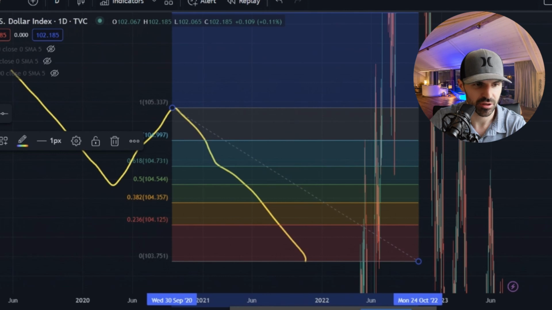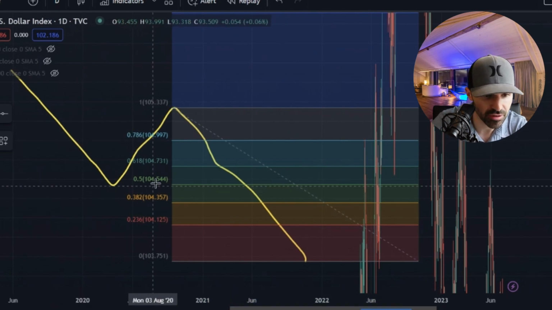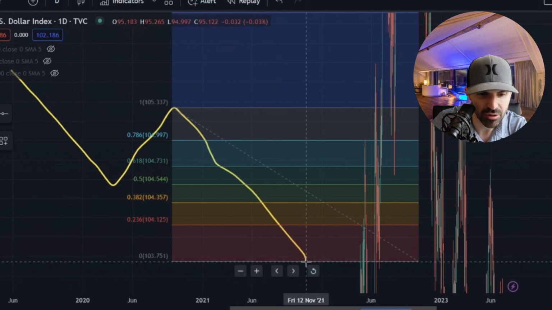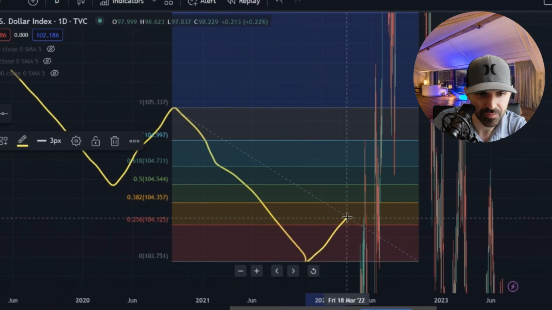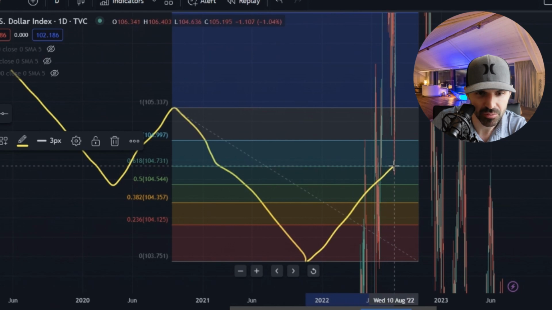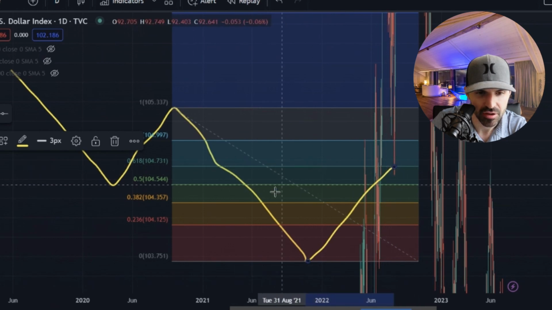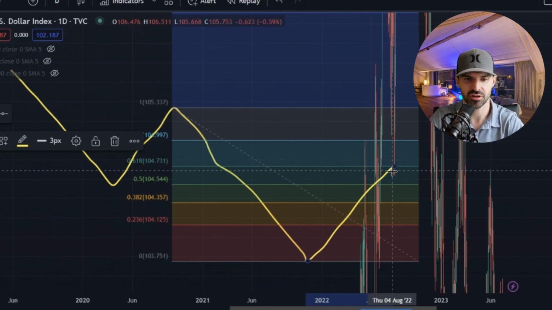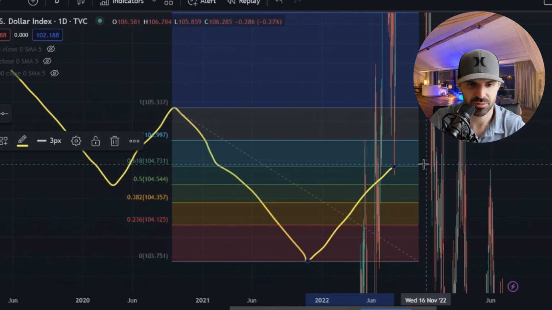In theory, if you're looking at the 0.618, the 0.618 level is here. You could bounce here and come back up to the 0.618. Then that would be a good area to cut your trade or sell your position.